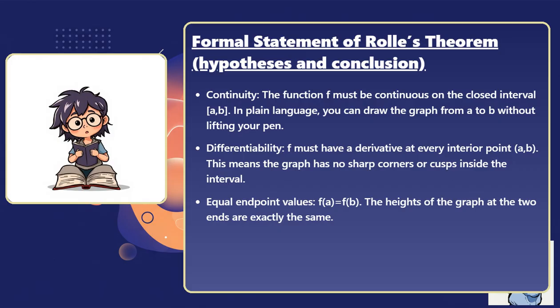Equal endpoint values: f of a equals f of b. The heights of the graph at the two ends are exactly the same.